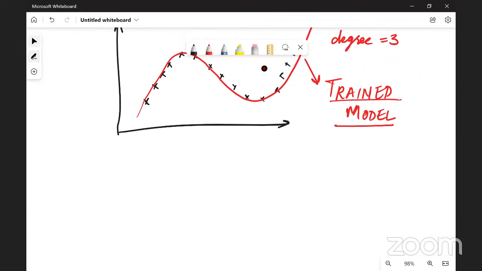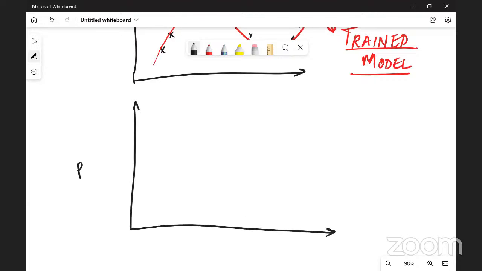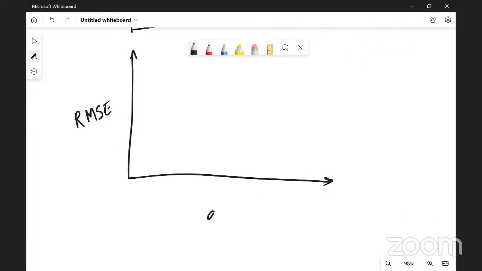Now when you have a data set, you do not know what polynomial transformation will work the best. So what you do is you try to fit your model with different degrees. So imagine you get a graph like this. Here is your RMSE and here is your degree. And you want to choose the best value of the degree for the particular model or particular data set.